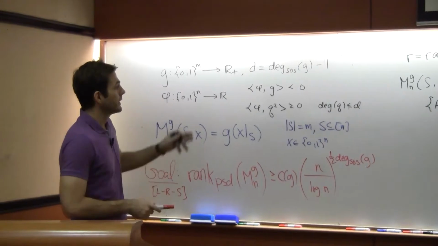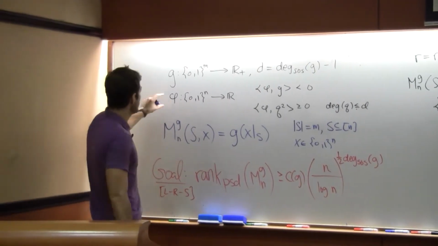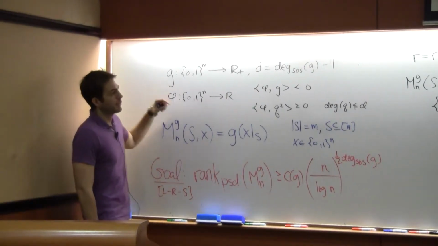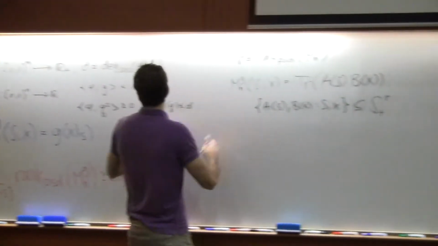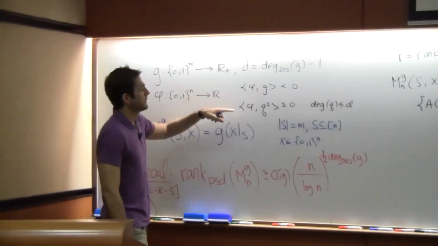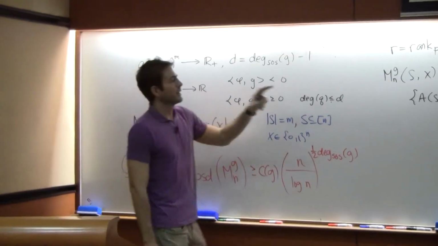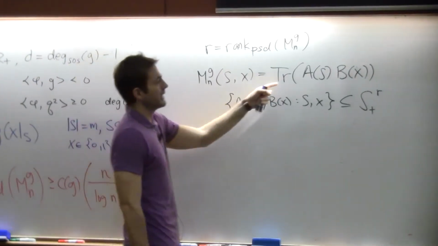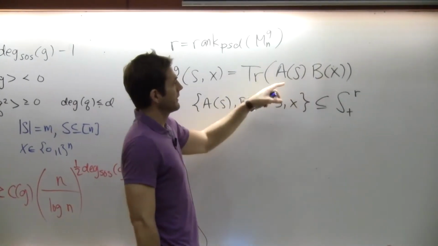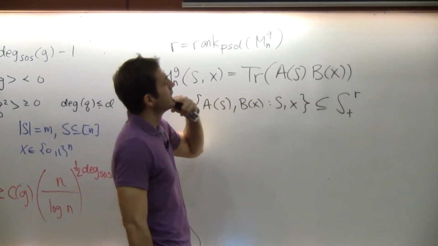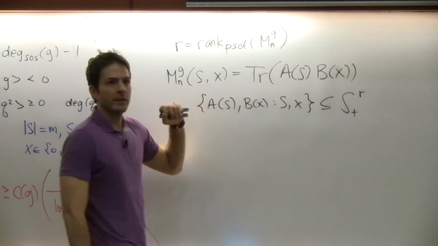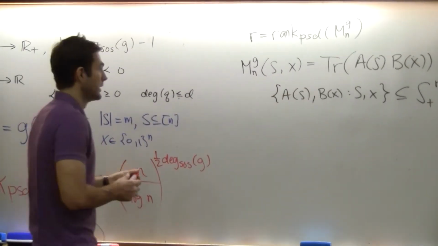And the way we intended to do that was actually to lift this separator, which separates G from any representation as a sum of low degree squares, to a separator that would separate this matrix from any representation like this with any small positive semi-definite rank representation.